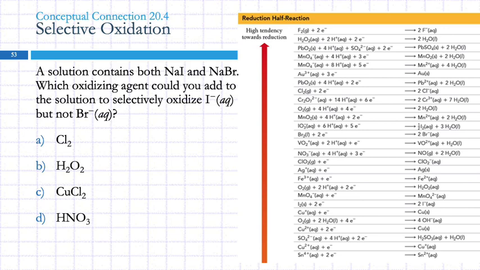Solution contains both sodium iodide and sodium bromide. Which oxidizing agent could you add to the solution to selectively oxidize the iodide but not the bromide? So we're going to look at relative positions. Let's find iodide and bromide first. There's iodide and there's bromide.